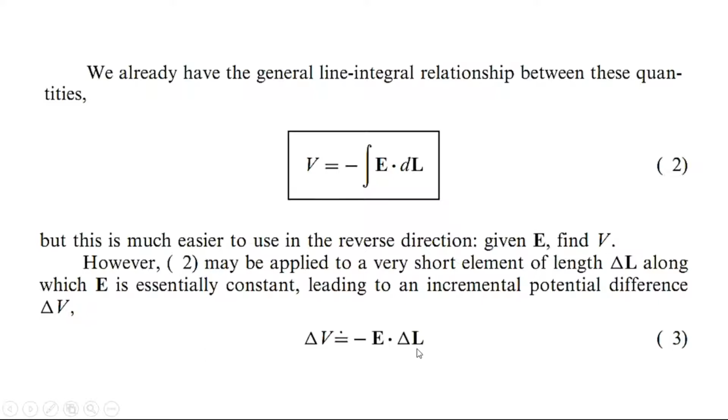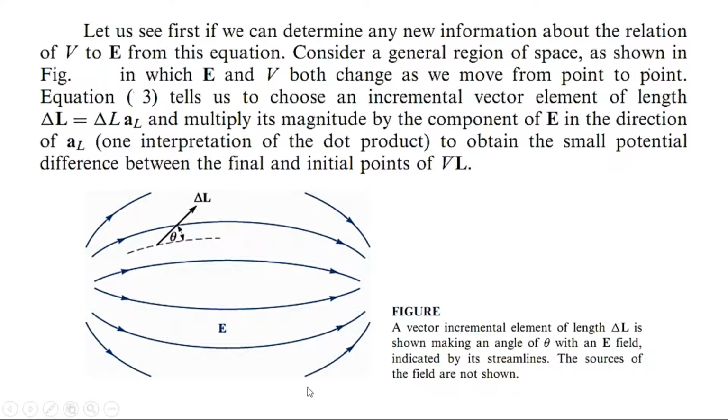It means that if we have a short element of length delta L, along which E is essentially constant, then by taking the dot product of E and delta L, it will result in the potential difference delta V between the initial and the final points of delta L. So delta V will be equal to minus E dot delta L. Here is a dot product between E and delta L. Let us explain this equation further.